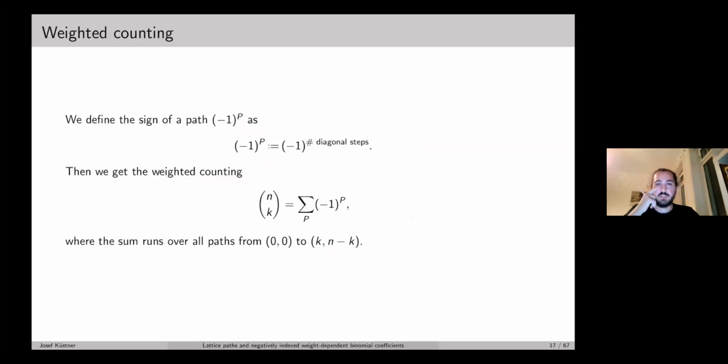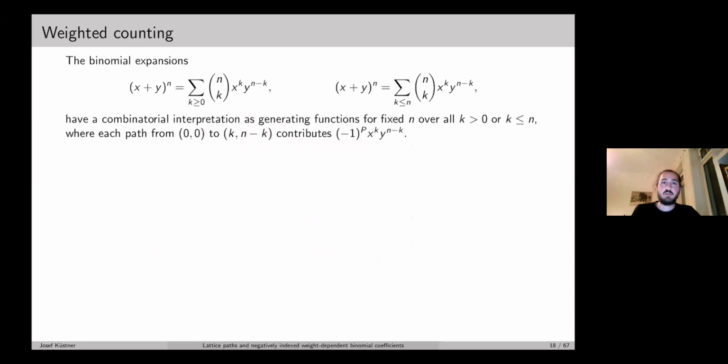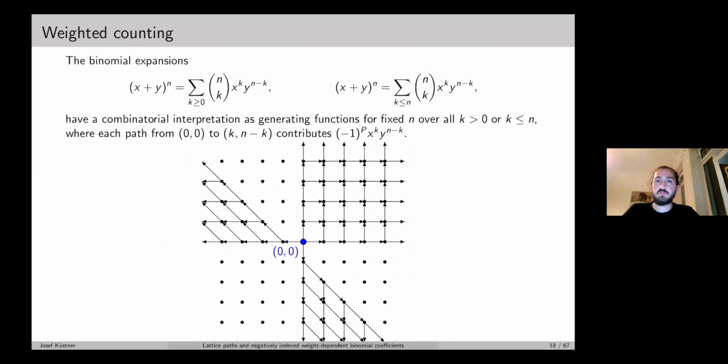Okay, and then we get the weighted counting. So we sum over all paths from k to n minus k and take as a weight -1 to the sign of the path. And then we get the binomial coefficient and we don't have to take the absolute value anymore. And the binomial expansion that I showed you before also has a combinatorial interpretation as generating functions for fixed n over all k. So I will do just one example.